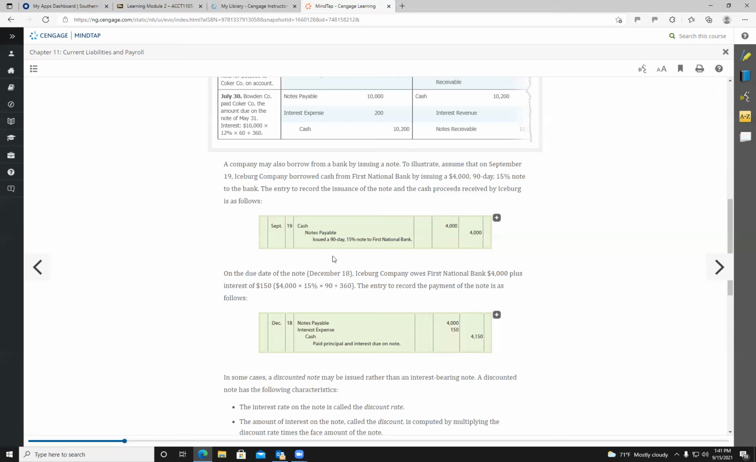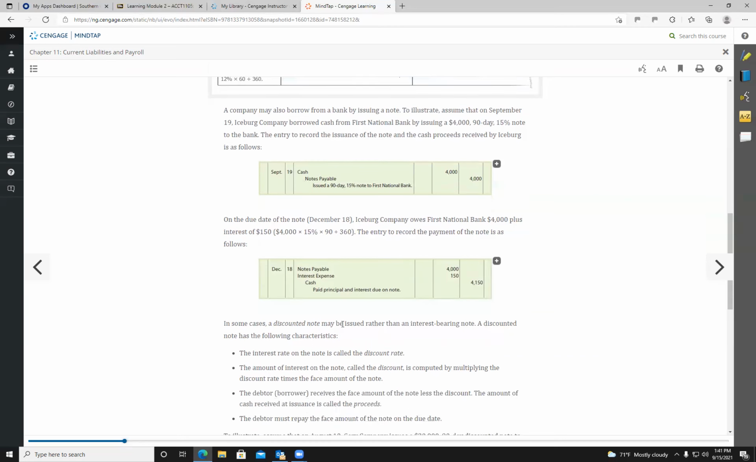So now it's 90 days later, the note has matured and we are ready to pay it. All right, so we are going to start out by reversing our note payable entry. Here we started out with a credit to notes payable where we set up the payable. Now we're reversing it because we're paying it off. So we're going to do a debit of $4,000 to notes payable.